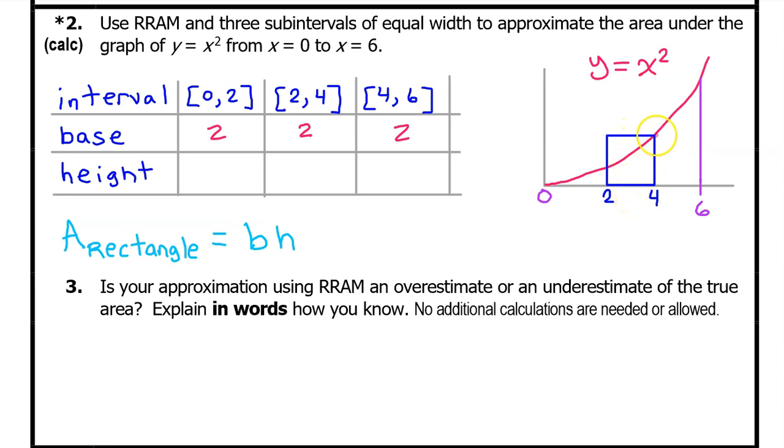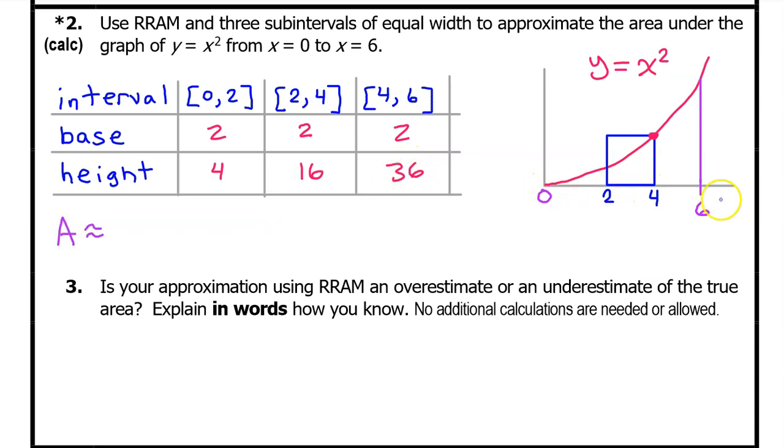So the height of this rectangle will be the value of the function at 4, the height of the curve on the right-hand side. If I plug 4 into the formula y equals x squared, that's y equals 4 squared, so the height of the rectangle is 16. Similarly, the height of the first rectangle will be the value of the function on the right side of the interval. So if I plug in 2, I get a height of 4. And the height of the rectangle on the third interval will be the value of the function at 6. And 6 squared is 36.